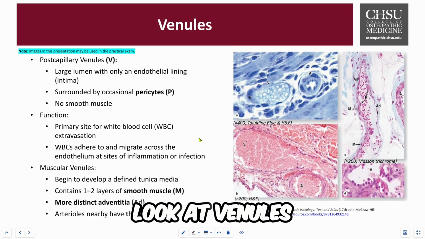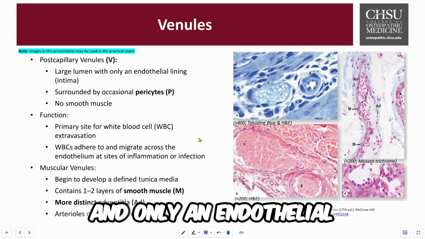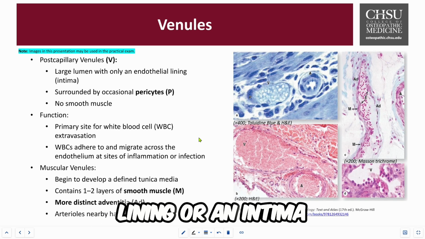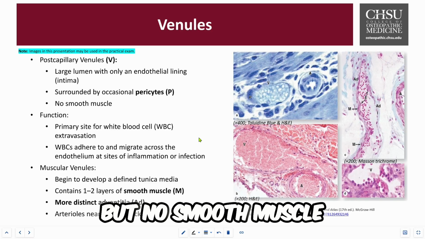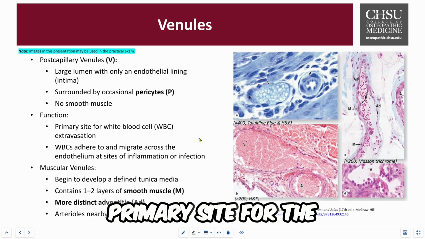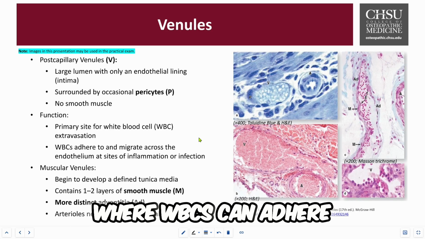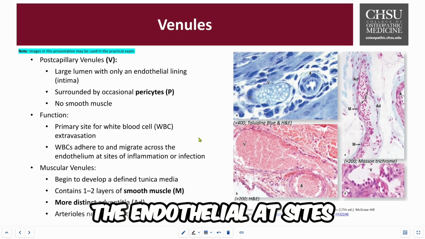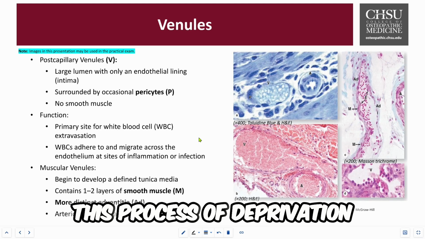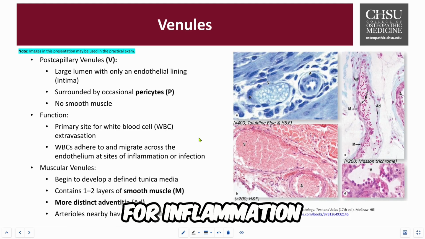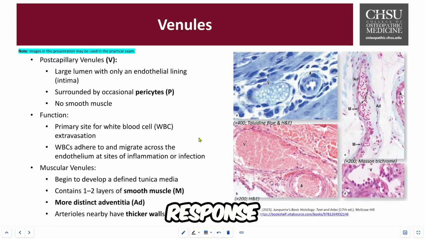Venules. Let's take a closer look at venules. Postcapillary venules, shown as V in the image, have a large lumen and only an endothelial lining, or an intima. They're surrounded by occasional pericytes, which is shown as the P, but no smooth muscle. These venules are the primary site for white blood cell, WBC, diapedesis or extravasation, where WBCs can adhere to and migrate across the endothelium at sites of inflammation or infection. And clinically, this process is the cellular basis for inflammation. Drugs like corticosteroids work by suppressing this process, thereby reducing the inflammatory response.